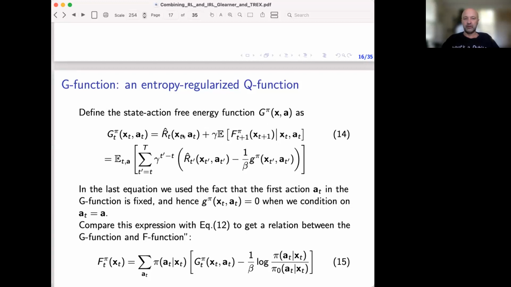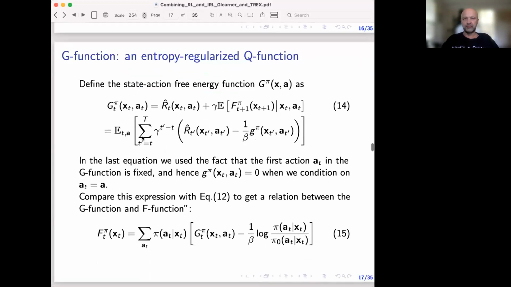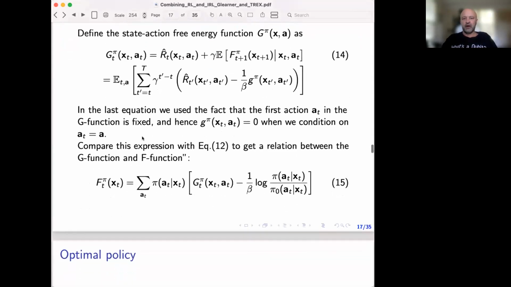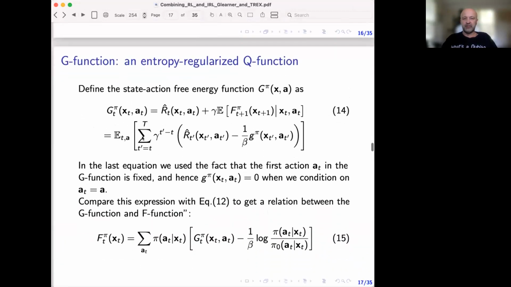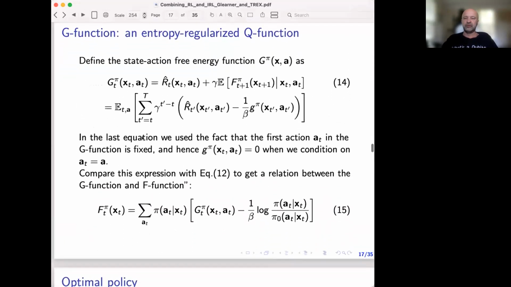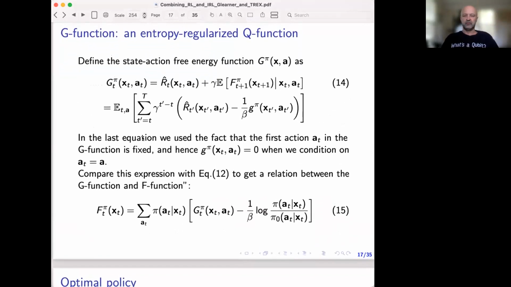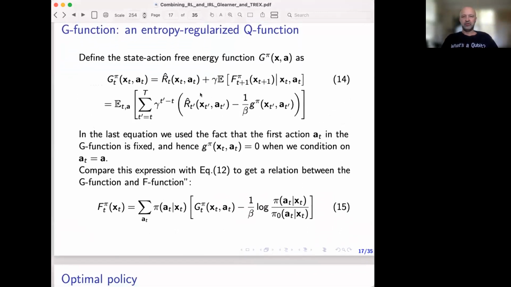which in this equation we can rewrite as this equation. So it has the same expression. We just have to modify the reward by adding this term in order to get this G function. Now we're in business because now we have all elements which are needed to complete this system of equations. We can use the last two equations in order to get a new equation, which relates the F function with the G function, and it's given by this compact expression.